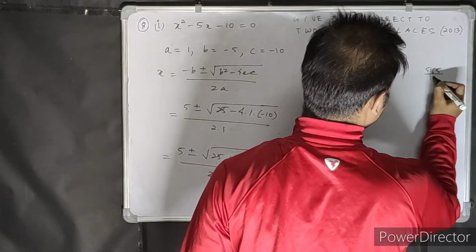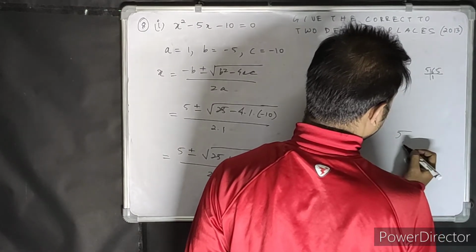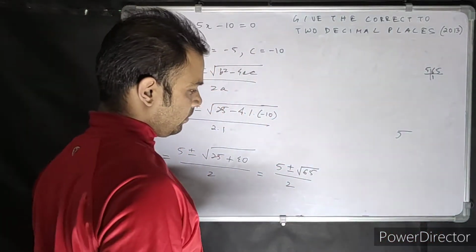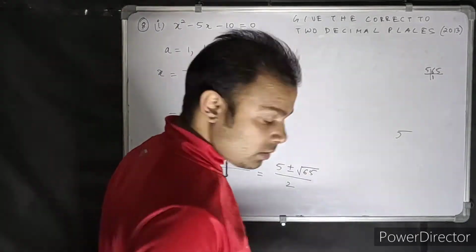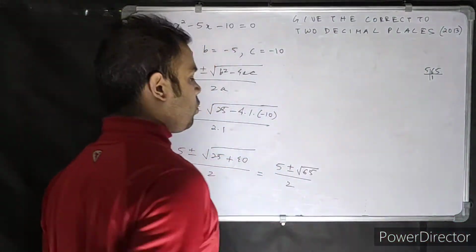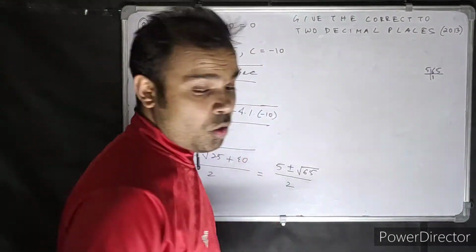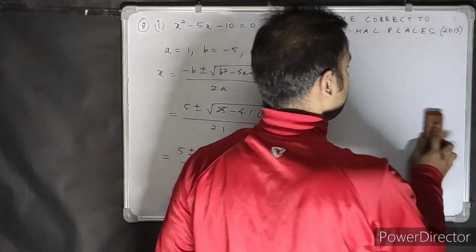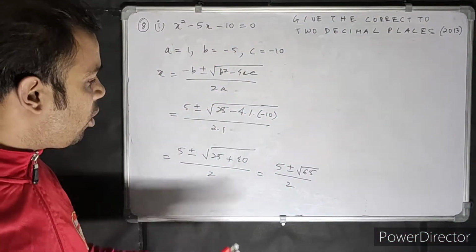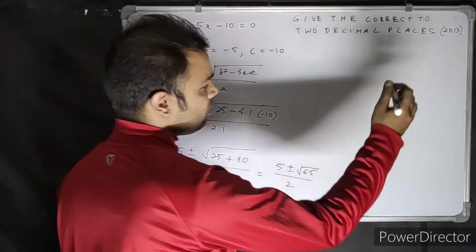Now root over 65. There's no value given for root over 65. But those of you who know, do you know how to find root over by division method? Look very carefully.